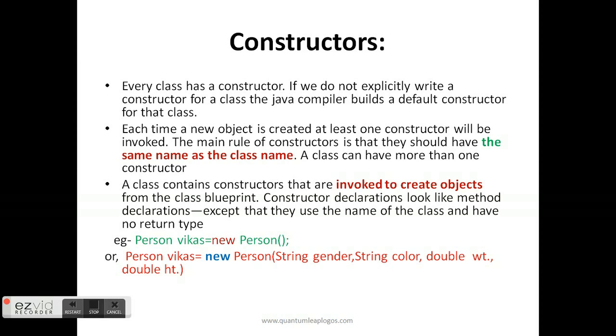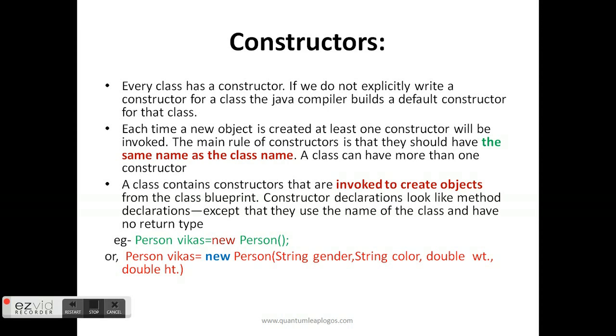We were discussing constructor. For a quick review, what is a constructor? A constructor is a special method which has the same name as the name of the class. Every class has a constructor. Every class must have at least one constructor. If we do not explicitly write a constructor for a class, the Java compiler builds a default constructor for that class in the runtime environment.